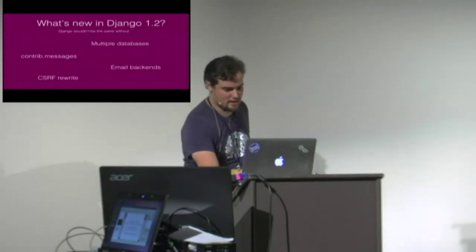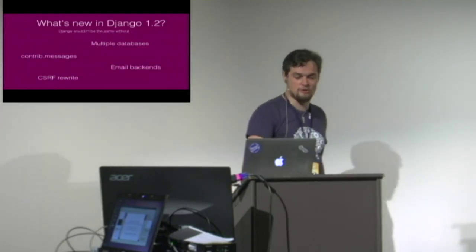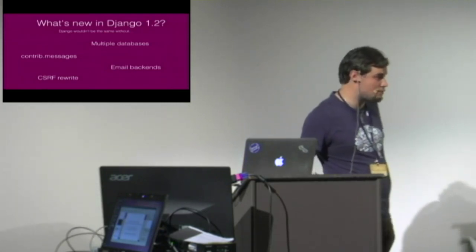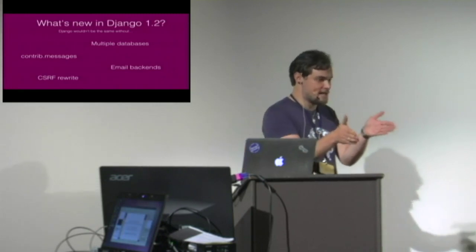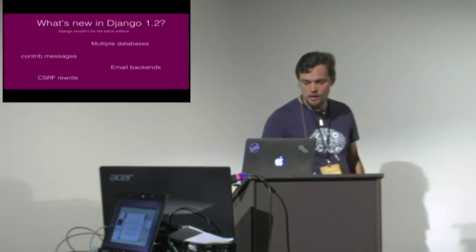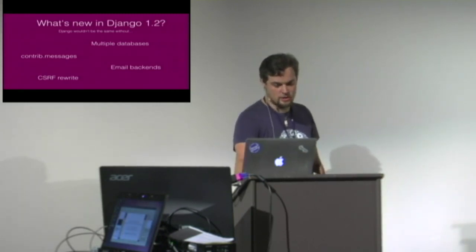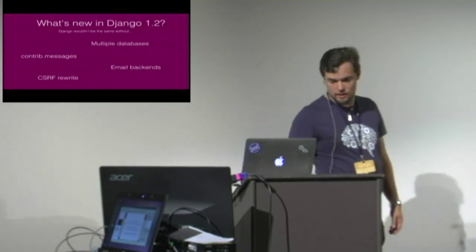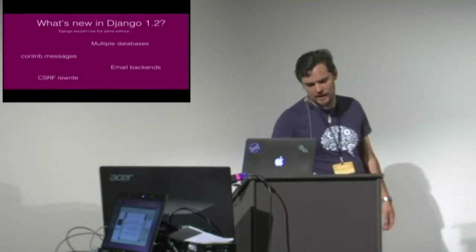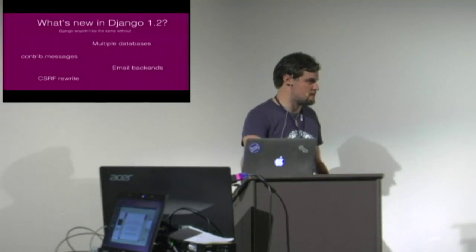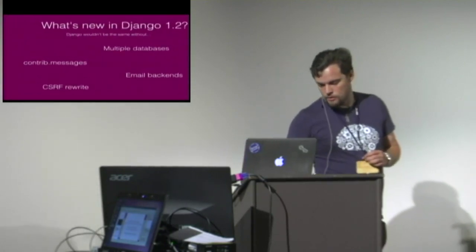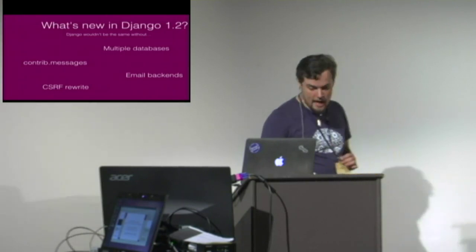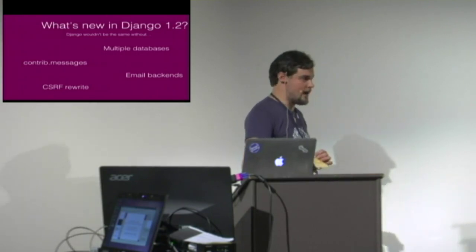So Django 1.2 introduced the support for more than one database in your project. And that's not database agnosticism, that's actually having 2 databases, whether they're the same or not. It added the contrib.messages framework, which is very heavily used. I think something like 78% of people on the recent survey said they use contrib.messages. We added email backends, and we rewrote CSRF so it actually does CSRF.